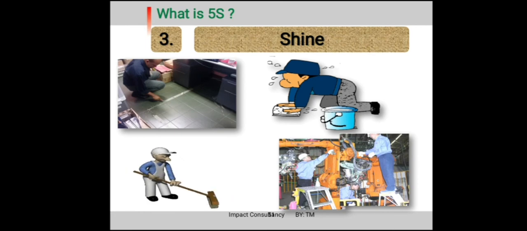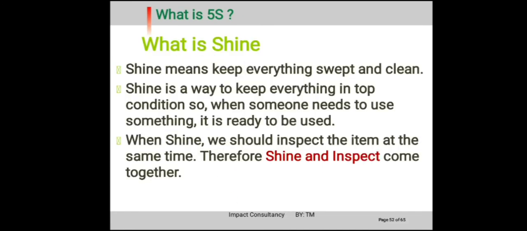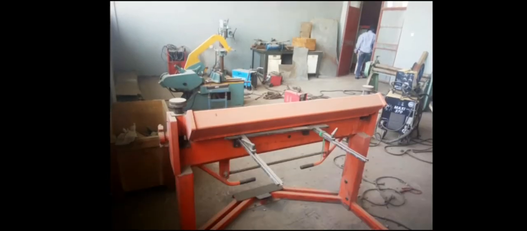The third part is shining, cleaning and inspection, as we discussed before. So shining seems a very simple task, but it is very important for a workplace. It should be very clean and shine. Shine means keep everything swept and clean. Shine is a way to keep everything in top condition. So when someone needs to use something, it is ready to be used. When we shine, we should inspect the item at the same time. Therefore, shine and inspect come together. So inspection is very important.